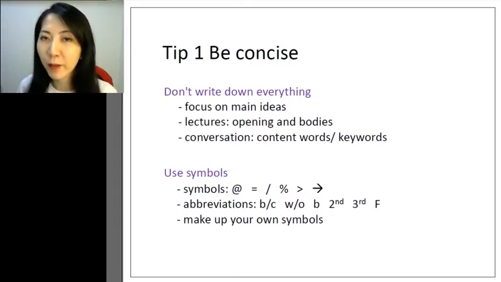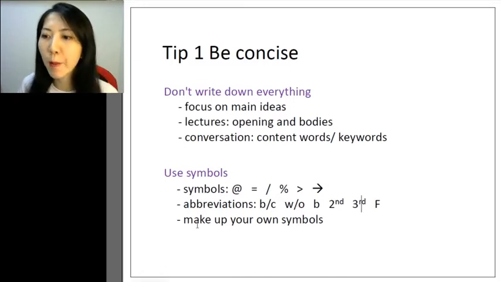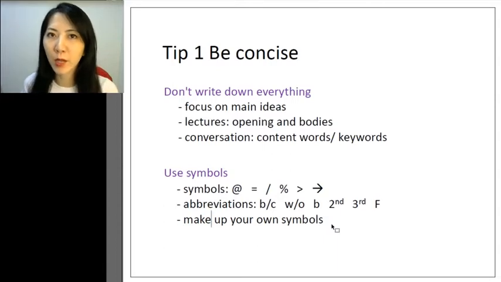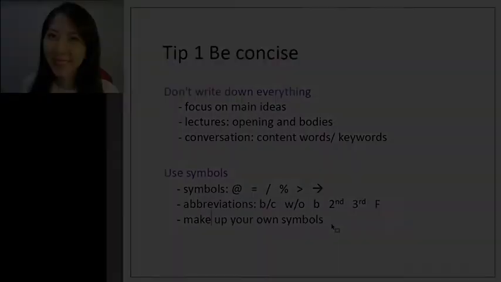Another thing that will help you save time is using symbols. Okay, so for example, at, equals, divided by, percentage, greater than, next, or abbreviations like because, without, but, second, third, and final. You can go online to Google a list of these and learn them, or you can even make up your own. Most importantly is that you know these symbols and what they mean so that you can use them in a quick way to jot down ideas, okay?